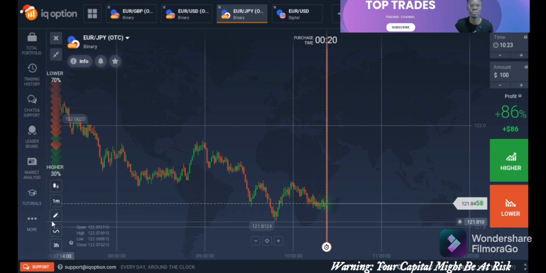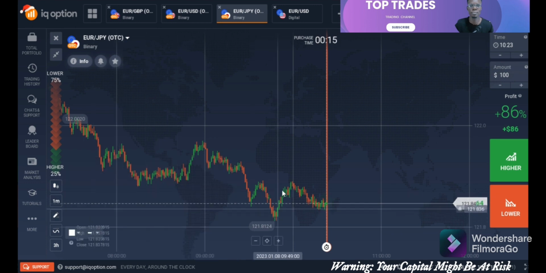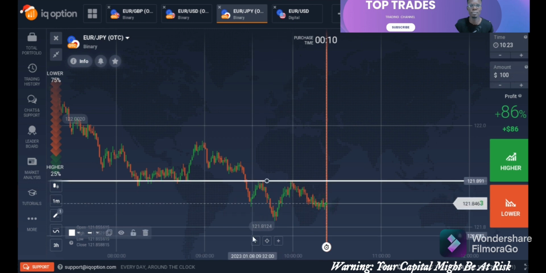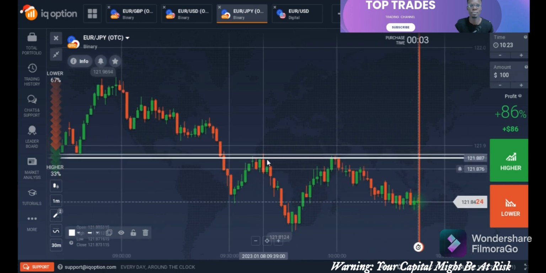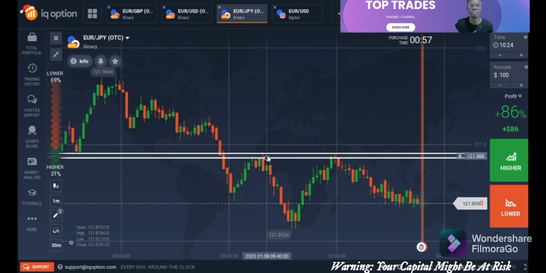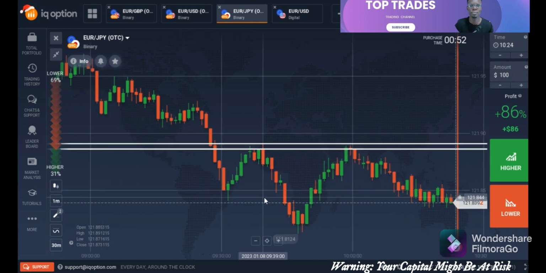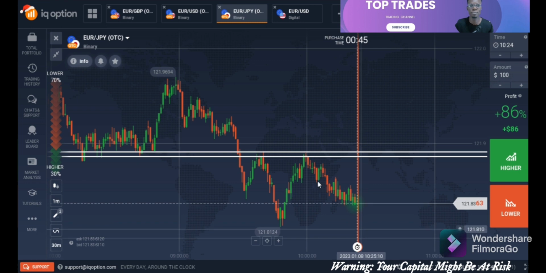So the first thing I did was I drew a horizontal level of resistance around here. Actually, I did a zone, so I included the body of the candles and the wick. So I did the same thing for, okay, so I have to wait for the market to get weak so I can take a sell trade.